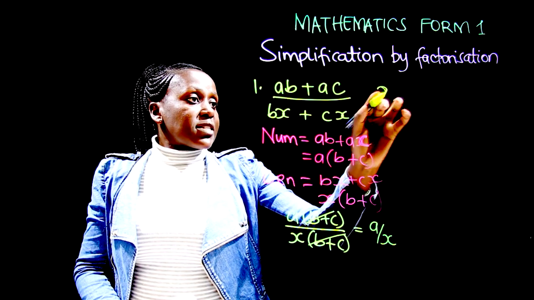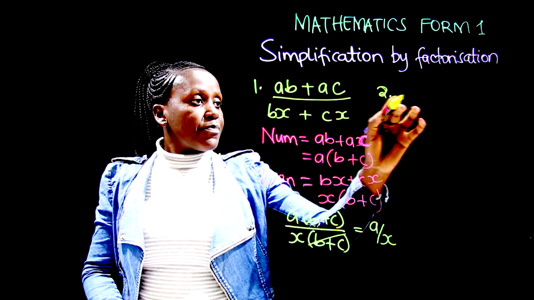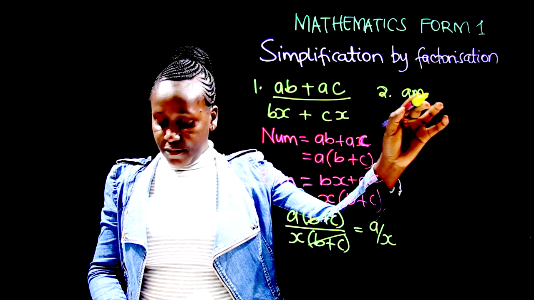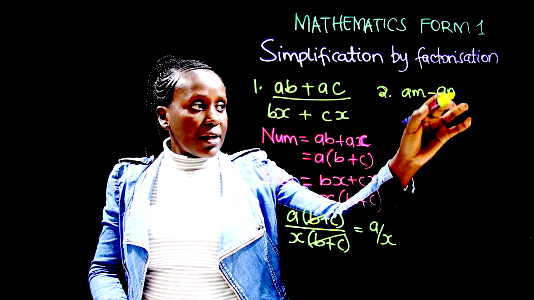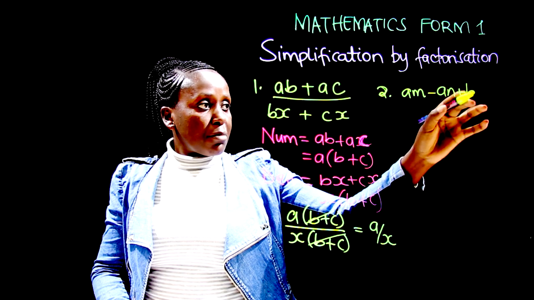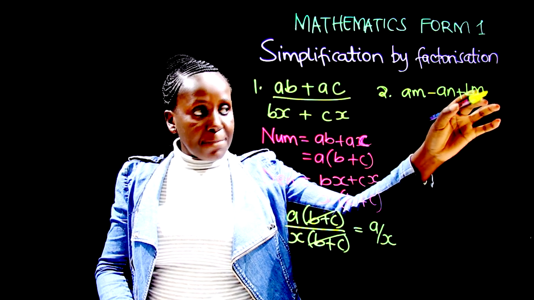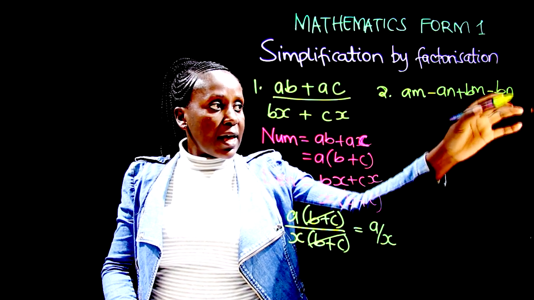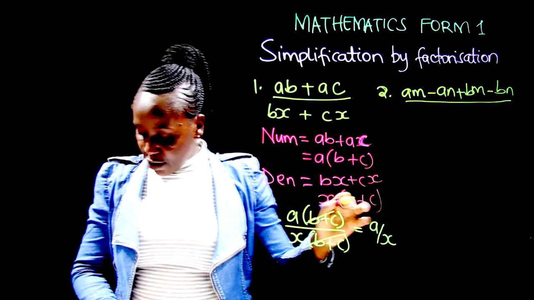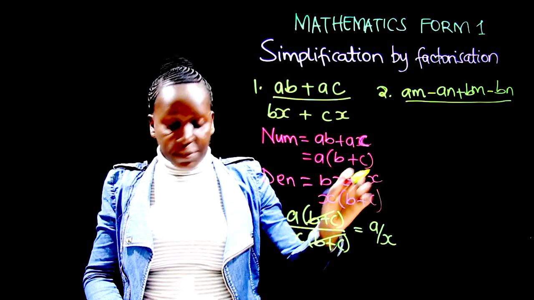So in this example 2, we have AM minus AN plus BM minus BN, all that over A plus B.